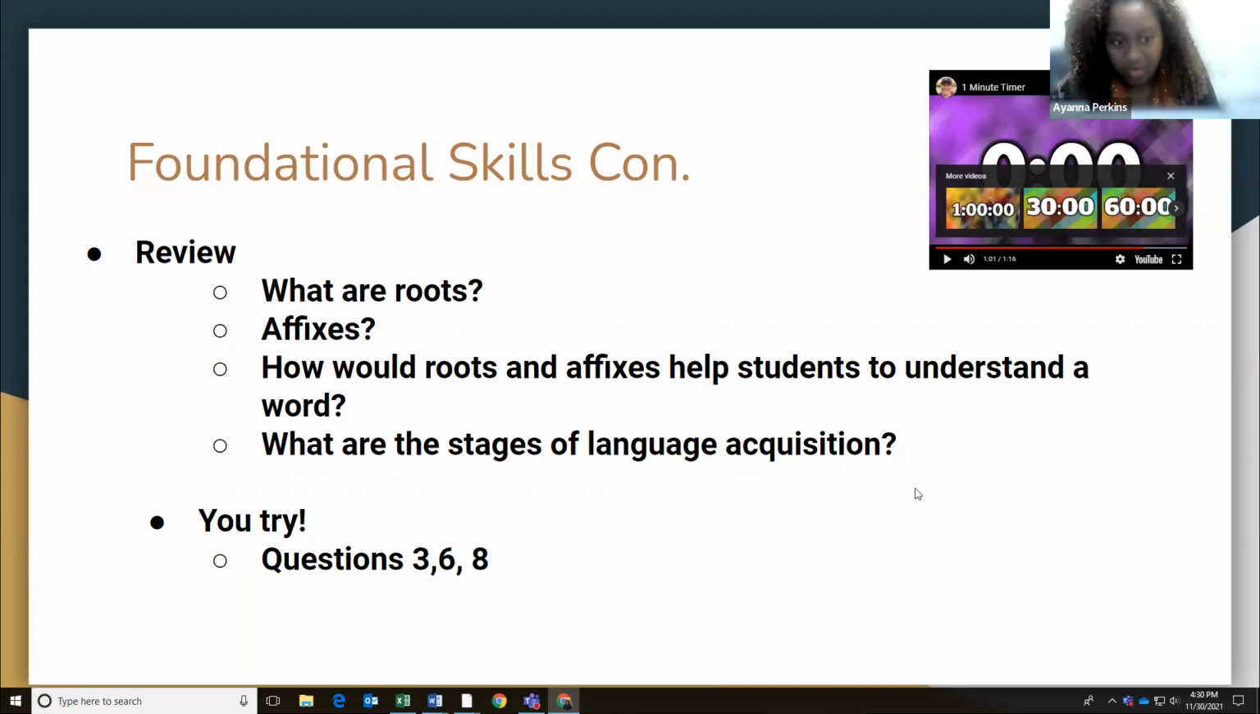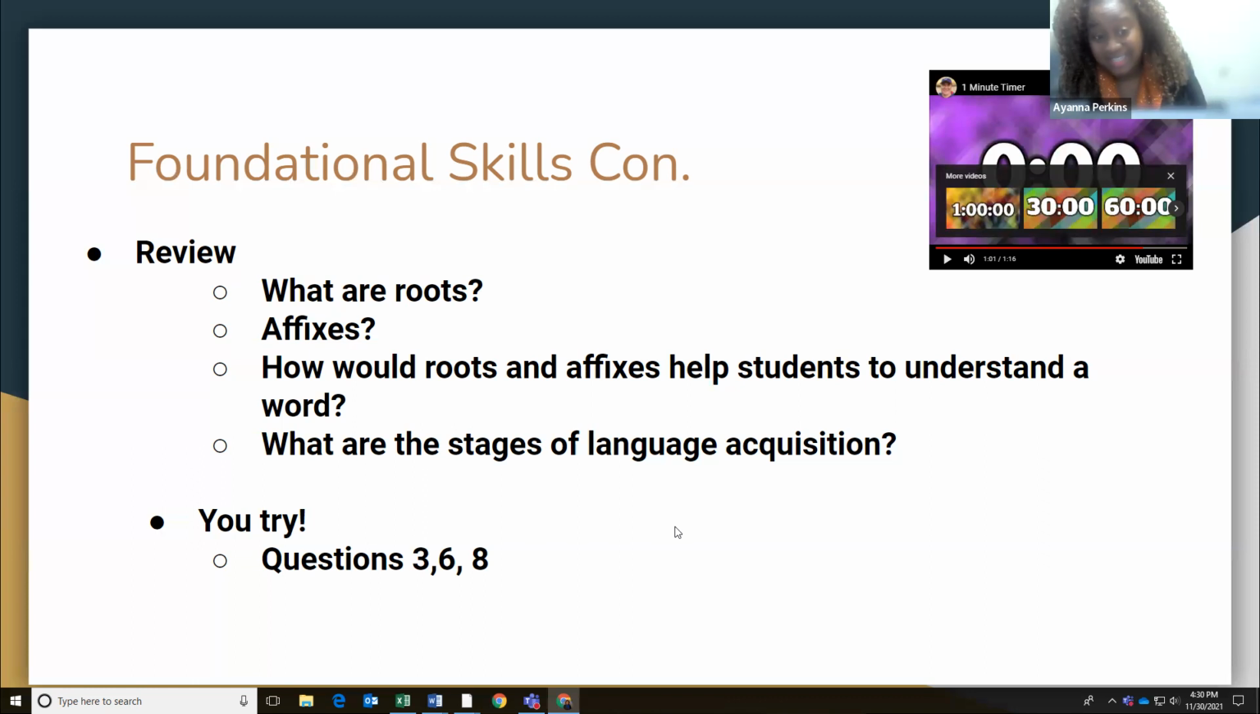So tell me, what are roots? They're Latin or Greek bases of words. Yes. All right. So what are some examples? And I gave 1 or 2, but what are some other examples? So you said pre or re. That's good for the examples. Those are affixes. Oh, roots. Oh, root words.